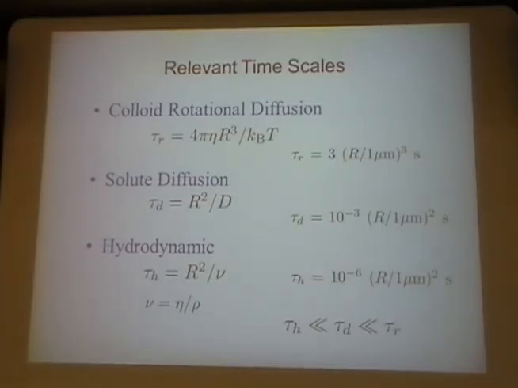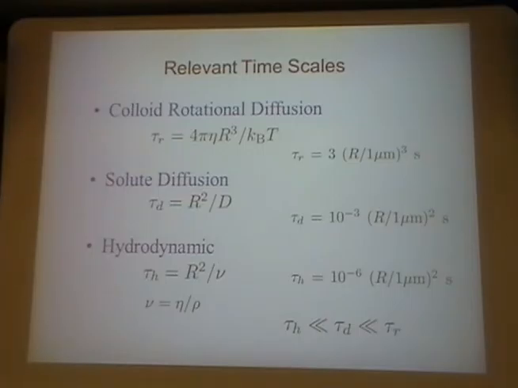So there are 3 timescales in this simple Phoretic transport motion. If you make it more complicated, there will be other ones. This one is the rotational diffusion time. Basically, if you have a colloid which is undergoing Brownian motion, its center of mass displaces because of the kicks that it's receiving from the fluid.